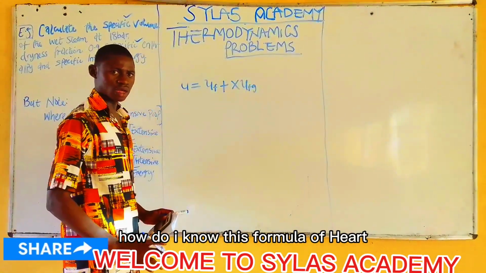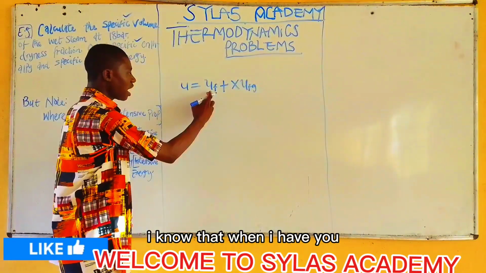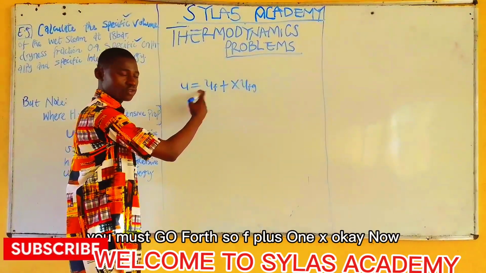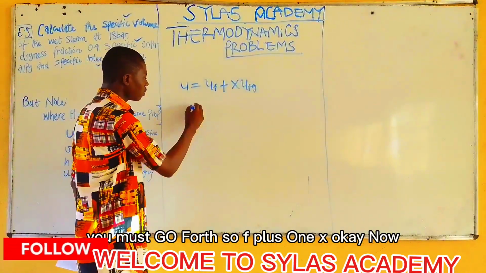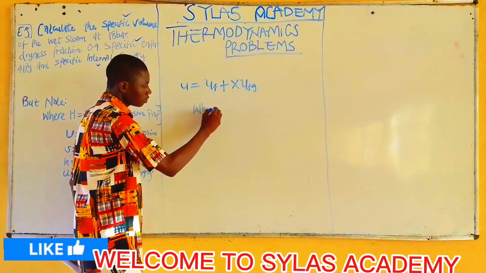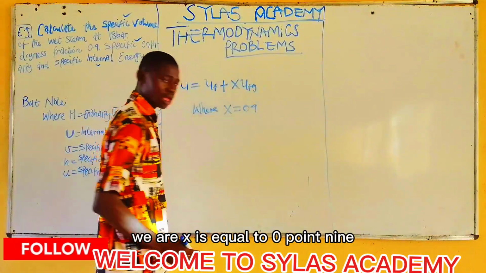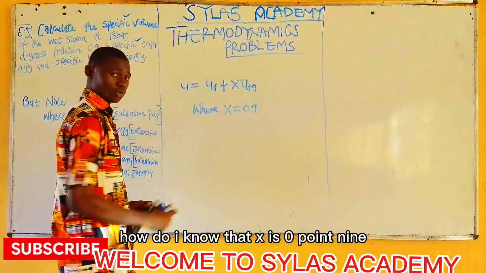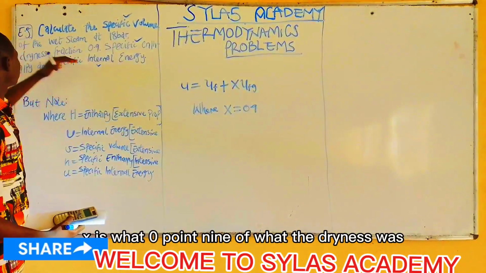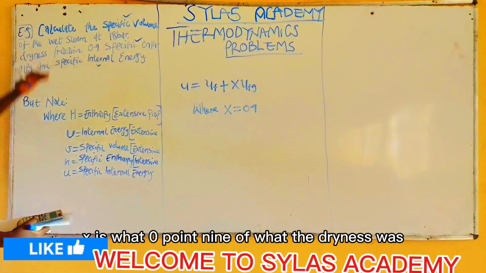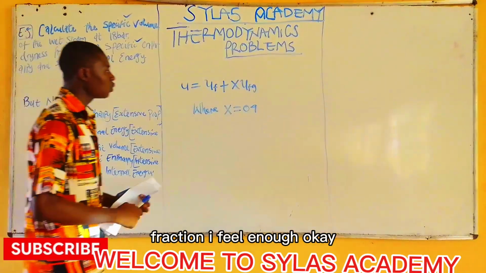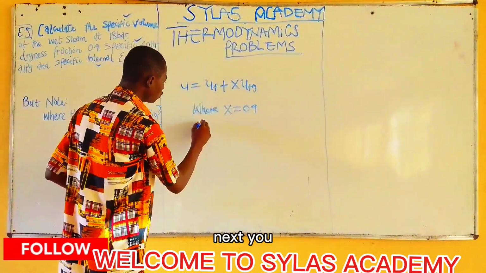How do I know this formula offhand? I know that when I have u, it must be u sub f plus x u sub fg, where x is equal to 0.9. How do I know that x is 0.9? It is from the dryness fraction. Okay. Next, u.